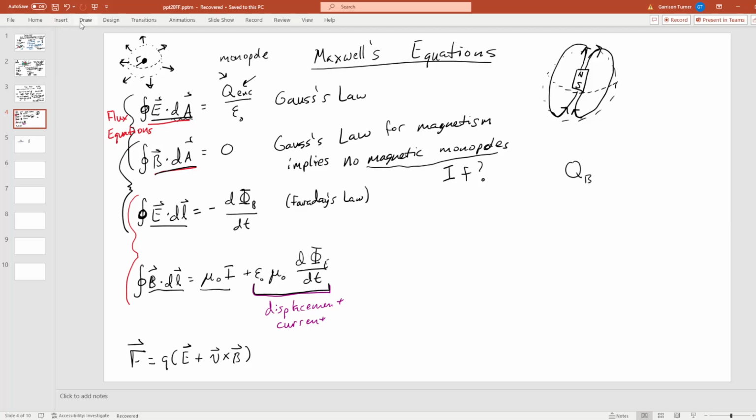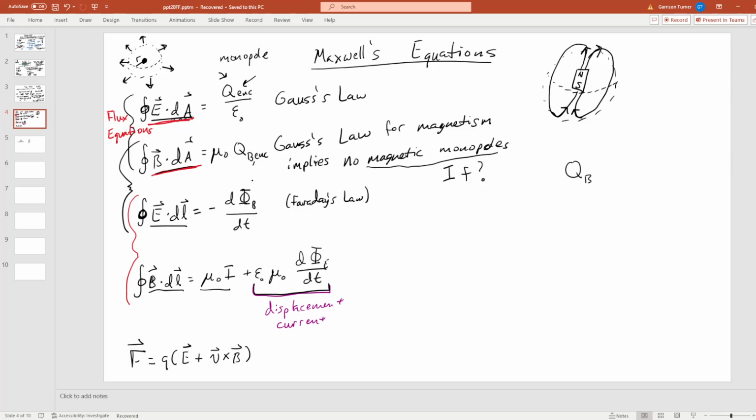So you'll note that Gauss's law and Gauss's law for magnetism are both your flux equations, once again. And so if there were such a thing as a magnetic monopole, then you would have some sort of flux that could be calculated. And it would look something like this. Whatever magnetic charge was enclosed, you could multiply that by the magnetic constant, and that would be Gauss's law for magnetism now.